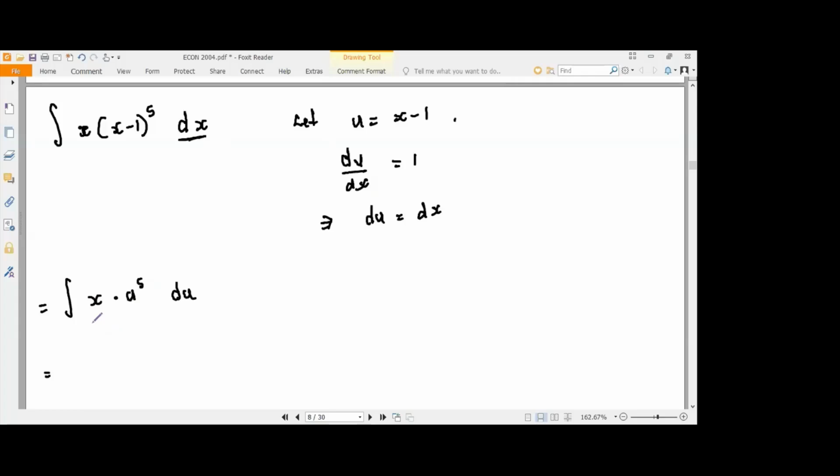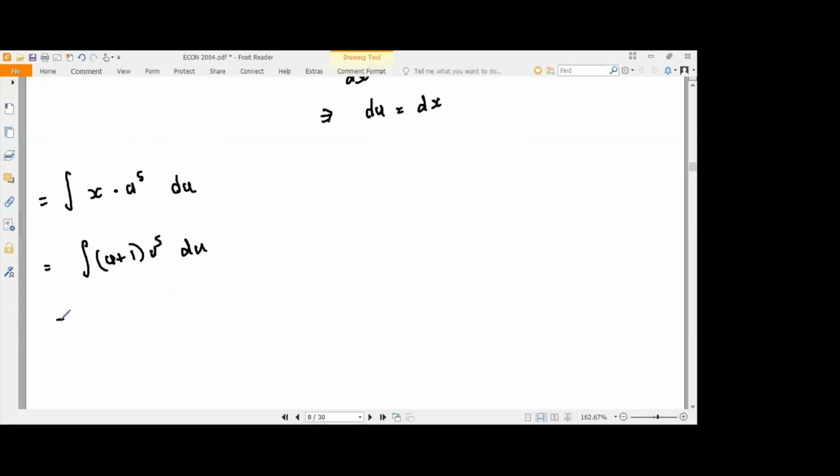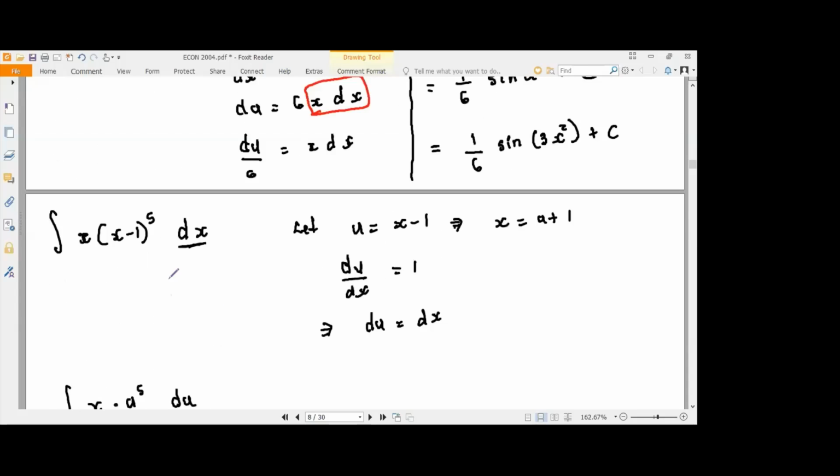How can I get rid of this x variable? We're going to use this definition up top. So when I transpose for x here, it tells me that x is equal to u plus 1. So plug this in now, I'm going to get u plus 1 times u to the fifth du. Solving this now, you'll expand it, you get u to the sixth plus u to the fifth du, integrate that, and then substitute at the end of the day.